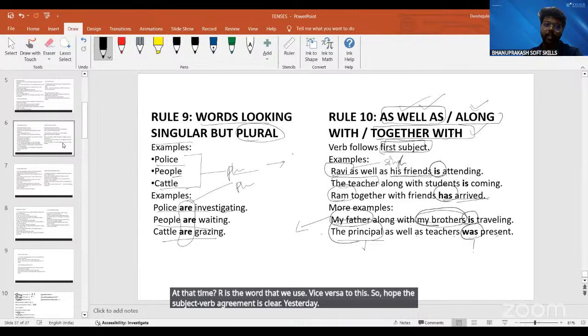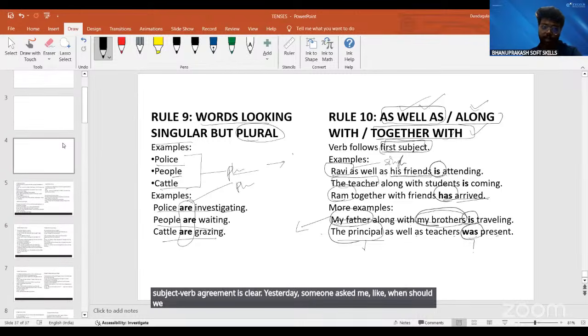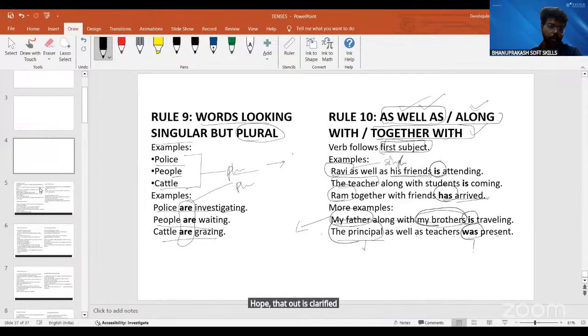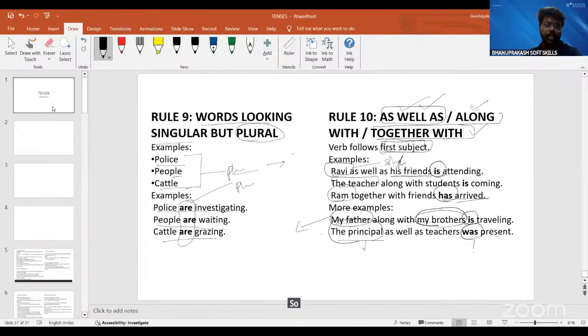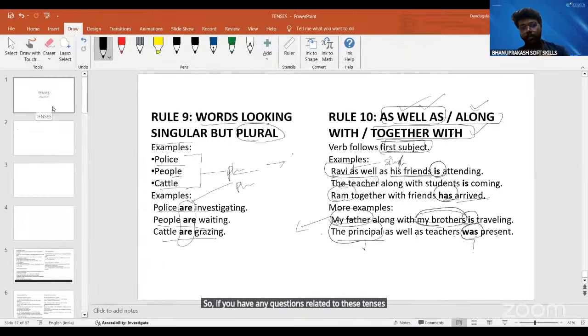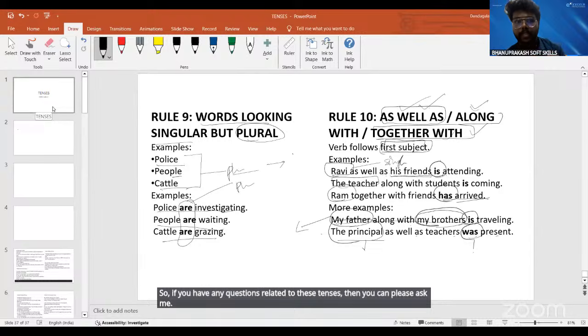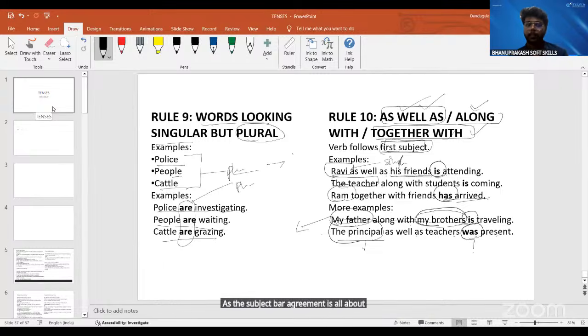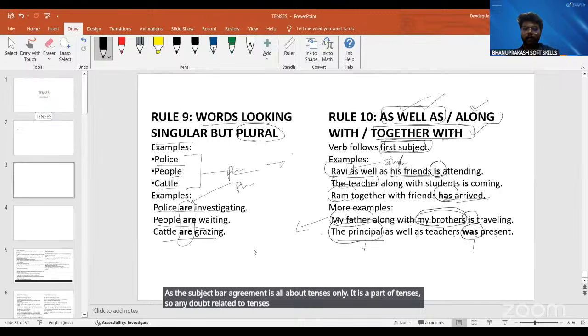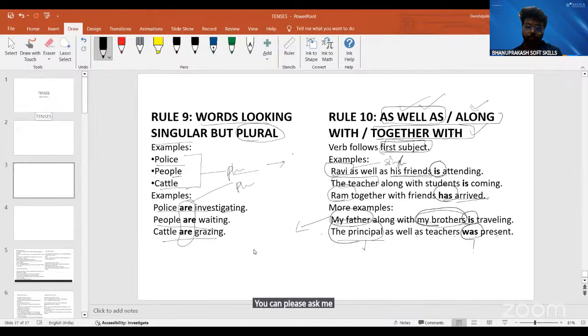Yesterday, someone asked me when we should use 'was' and other verbs. I told you that I would explain today. Hope the doubt is clarified for you. If you have any questions related to these tenses, like what we discussed yesterday and today, please ask me, as subject-verb agreement is all about tenses only. It is a part of tenses. So any doubt related to tenses, you can please ask, or else we'll move forward.